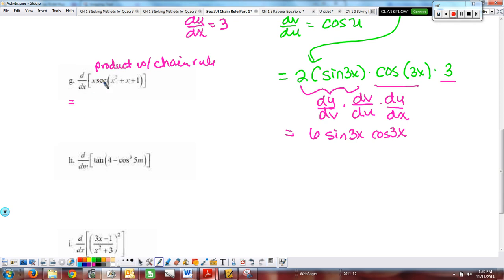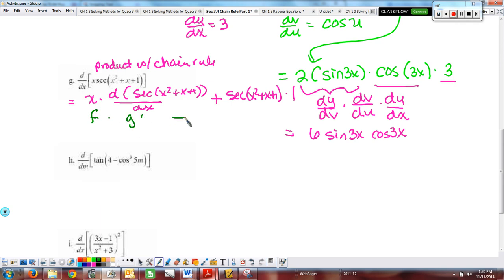So remember, your product rule is you have 2 functions, function 1, function 2. So you're going to do x times the derivative of the secant of x squared plus x plus 1 with respect to x. You're going to do that first, plus your secant of x squared plus x plus 1 times your derivative of x, which is just 1. I'm going to do that because that one was easy. Notice that I fill in my product rule, f times g prime plus g times f prime, and any one that's hard, like that one with a chain rule in it, I'm going to do on the next step.